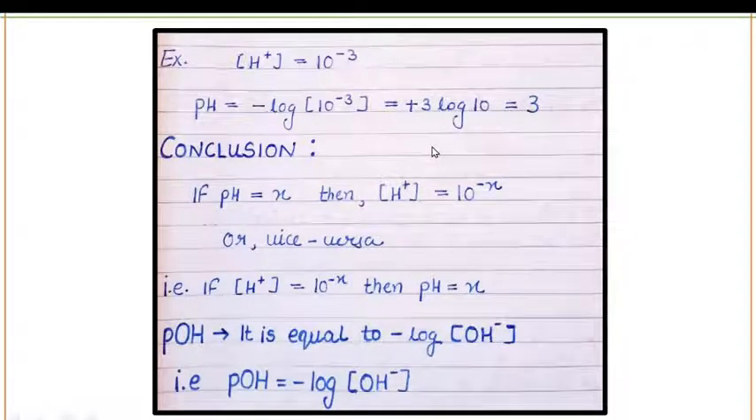Okay, so we have a general conclusion: if pH is given as x and you have to calculate the value of H plus ions concentration, you can simply write 10 to the power minus x as the concentration of H plus ions. Or vice versa, if you are given the concentration of H plus ions as 10 to the power minus x, then the pH will be x. Similarly, if you are given the pOH, you can calculate the value of pOH, the basicity, that will be equal to minus log OH minus ions concentration.